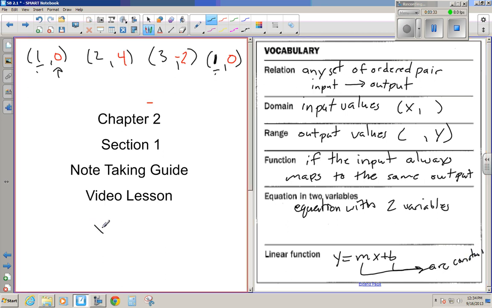So if I wrote an equation y equals 2x plus 3, that's linear. y equals 3x minus 5, that's linear. As soon as you put an exponent like that, not linear. As soon as I have a variable in the denominator, not linear.